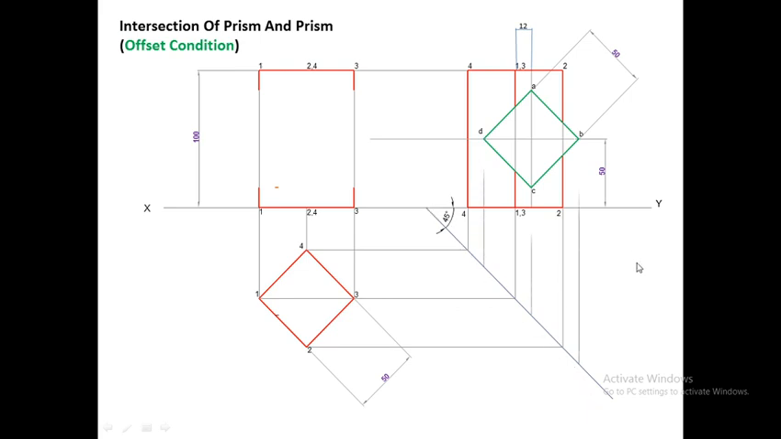So we will project the points. We have projected point D on the 45-degree line. We have projected points A and C on the 45-degree line, and we have projected point B on the 45-degree line. Now we will project the top view.